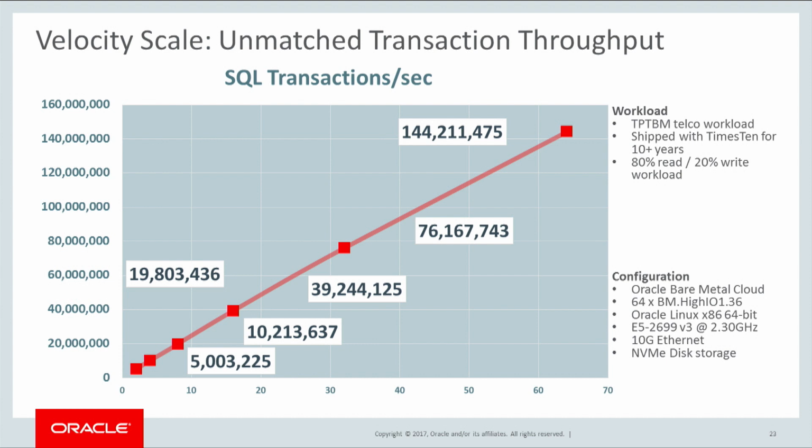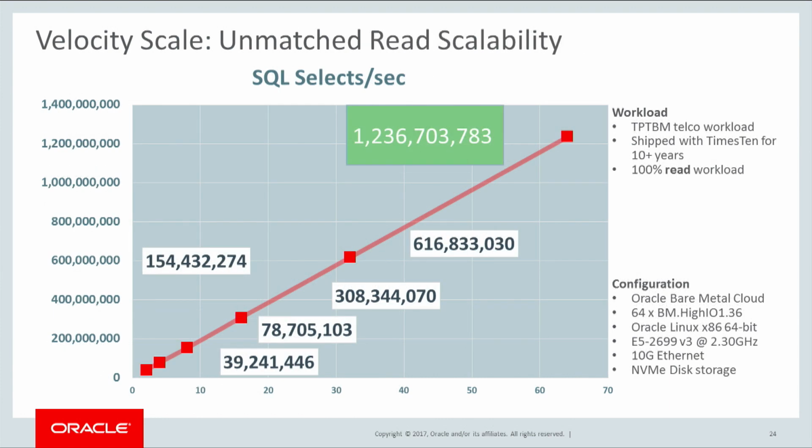So we're doing ACID transactions. We're writing and committing and durably persisting those transactions. So writing to disk was the bottleneck. So we thought, why don't we rerun that benchmark without the writes? Just make it a read-only benchmark. 1.2 billion reads per second. So these are primary key lookups.